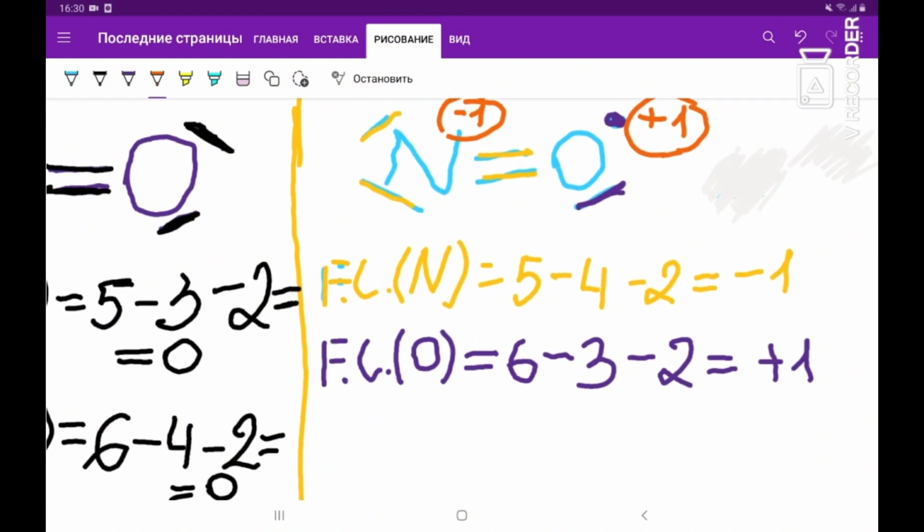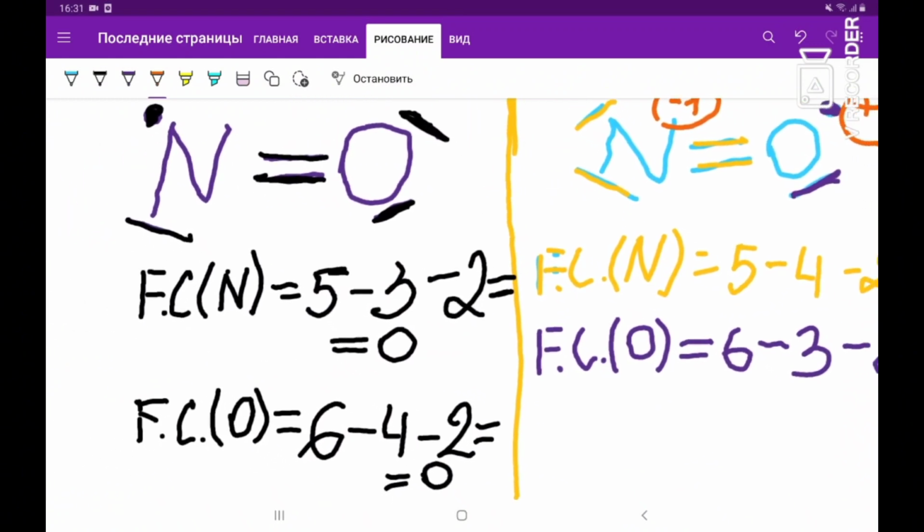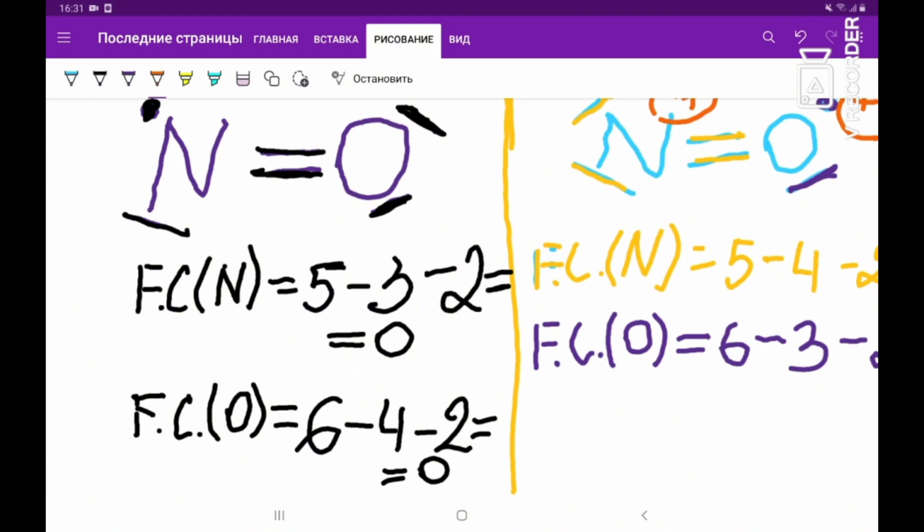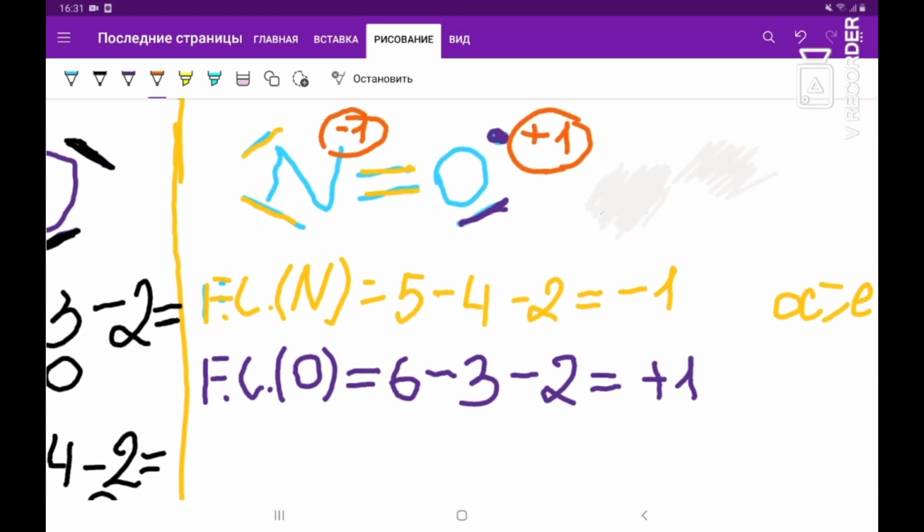So first of all, we see that in the first molecule formal charges are 0. If the formal charges are minimum, it's good. It means that the molecule is stable. If there are a lot of formal charges, the molecule is not stable. So among these two molecules, the first one is more stable because there are less formal charges. We should try to draw such a structure when the formal charge is minimum, because this molecule will be more stable.